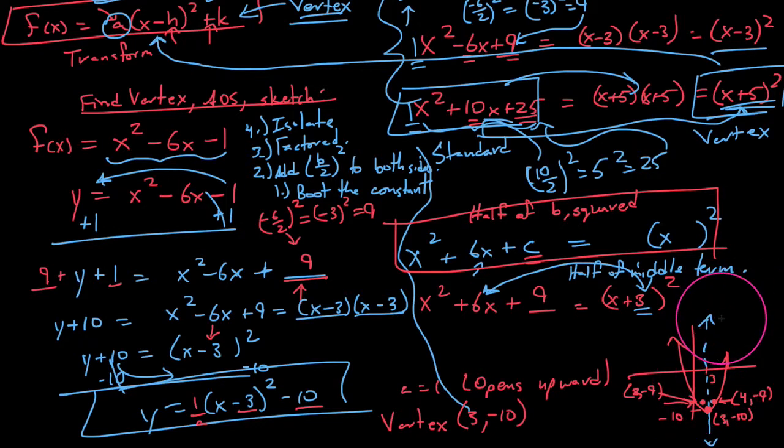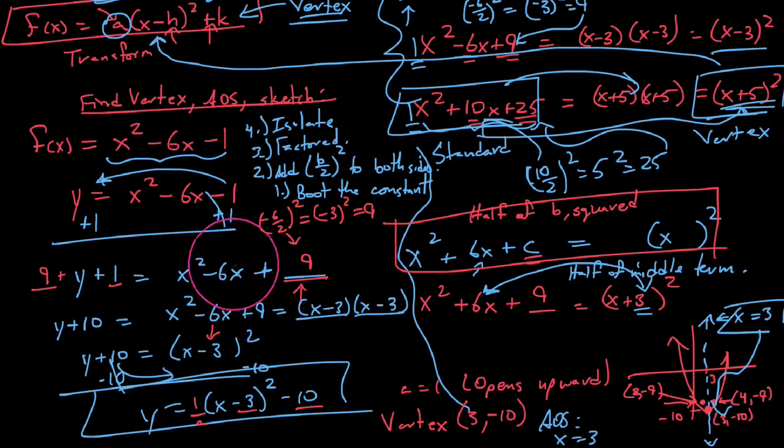The axis of symmetry is the only thing we had left to find, and it's just going to be x equals 3. That's just because it goes through 3 right here. So the whole point of this story is this. If somebody gives you something that is in standard form, let's just complete the square and put it in vertex form.